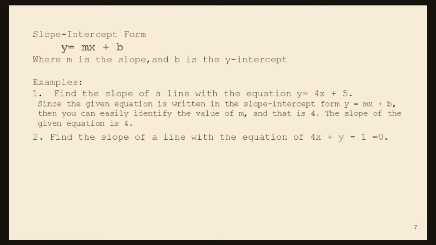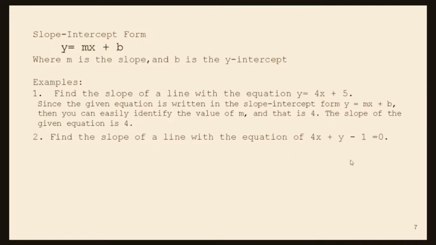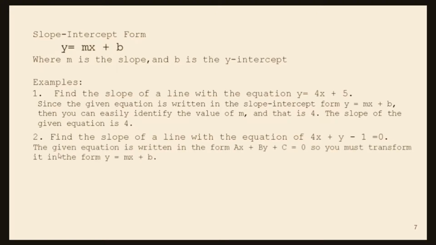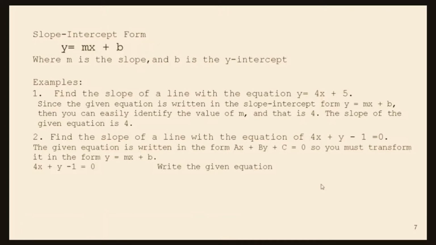Okay? So, another example is, find the slope of a line with the equation of 4x plus y minus 1 is equal to 0. So, remember yung kanina, yung ax plus by plus c is equal to 0? Yung tawag doon is general form. Now, this equation is also in the general form. And what we're going to do is we're going to transform it to slope-intercept form. Nakasulat nga siya sa form ng ax plus by plus c is equal to 0. So, kailangan natin siyang gawing y is equal to mx plus b.